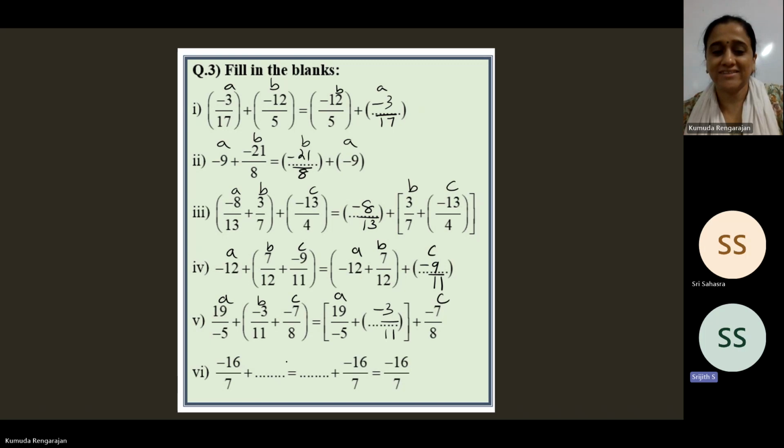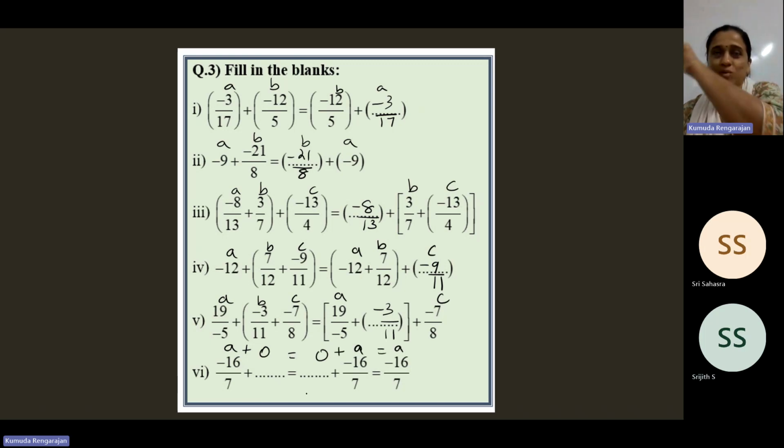Ma'am, 0, ma'am. 0. A plus 0 is equal to 0 plus A is equal to A. You must write the rule and then understand. Very good. Srijit, very good. You answered it right. You must write the rule. See, observe that first. You should not be hasty to answer. Observe. This is A. This is some rational number minus 16 by 7. Let's call it A. Plus dash is equal. Put A here also. See, it's like this, okay?